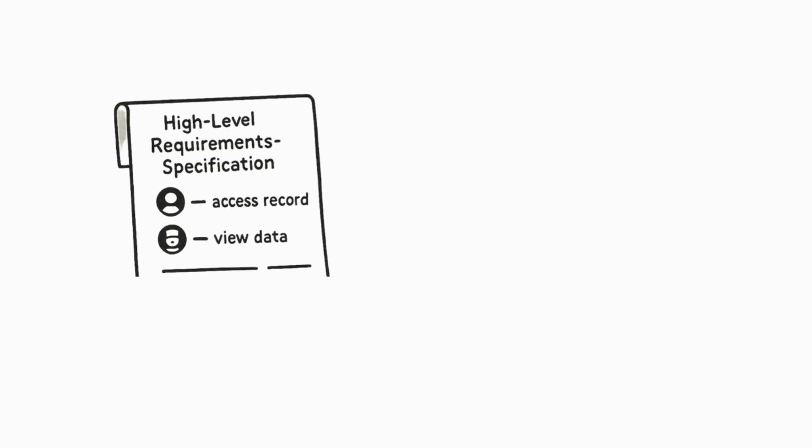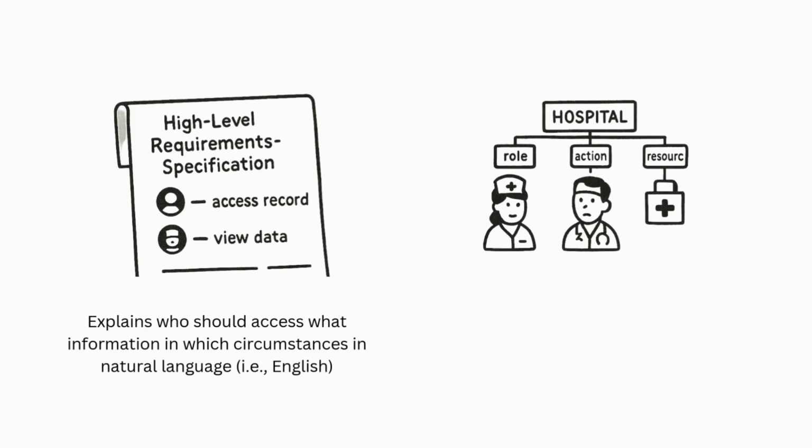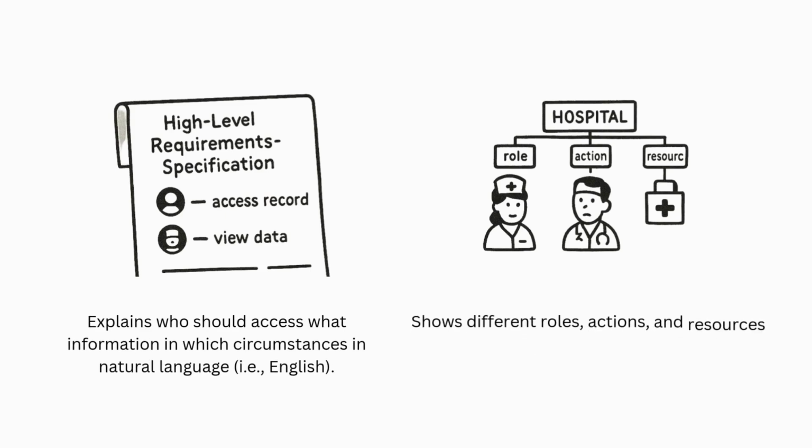You've been handed two documents, a high-level requirement specification and the hospital's organizational hierarchies. The requirement spec describes in plain English who should access what and when. The org hierarchy tells you about the different roles, actions, and resources the hospital has, and how they're related.